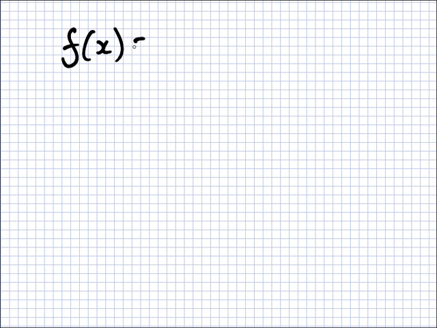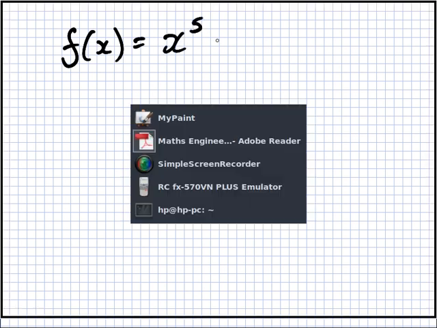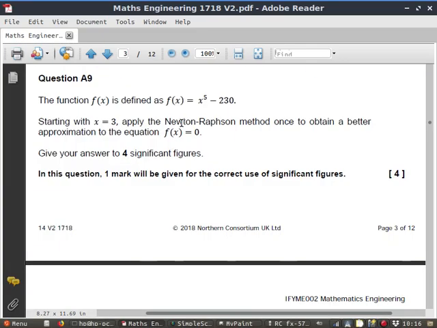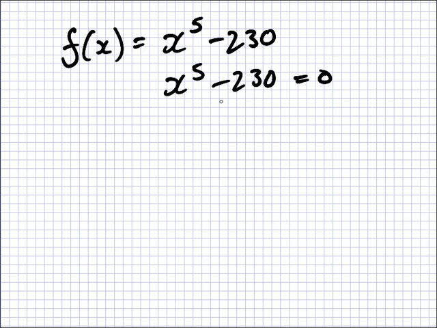We've got f(x) equals x^5 minus 230, and they want to know when this will equal 0. Okay? This is kind of a stupid question because you know what the answer is. The answer is going to be x equals the 5th root of 230. So it's kind of stupid.